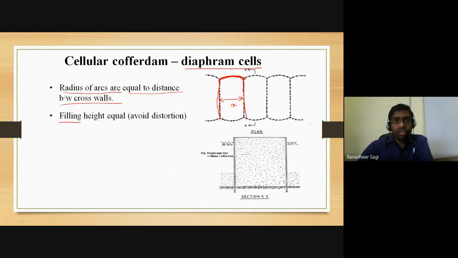And the filling, whatever the empty region is getting formed in between those cells which are constructed, is going to be filled with your sand or gravel or whatever material is available there. It can be rock pieces also. They are going to be filled in this particular region to give stability to that particular cellular cofferdam construction that you have done there.